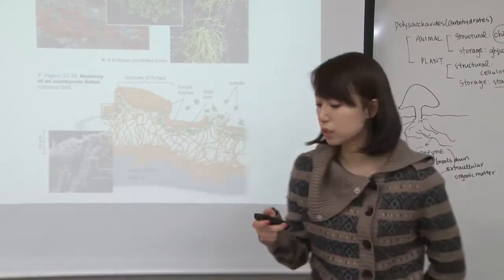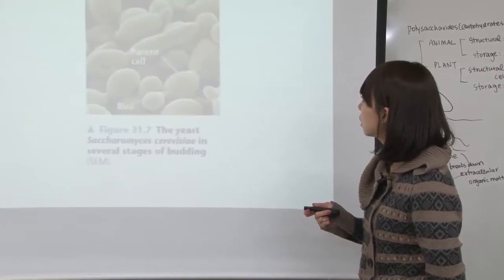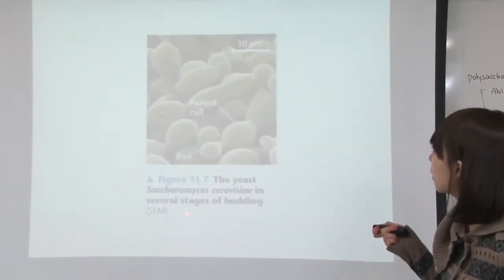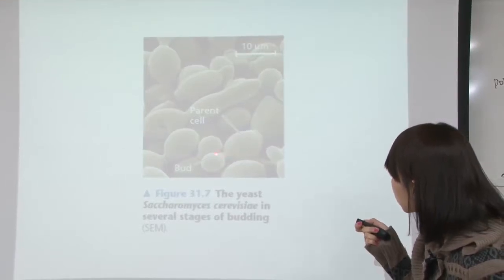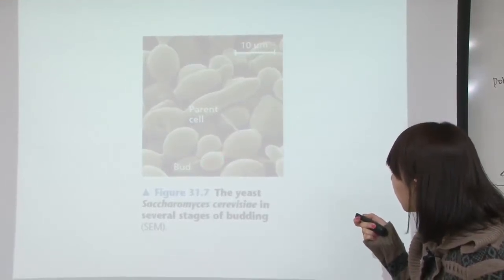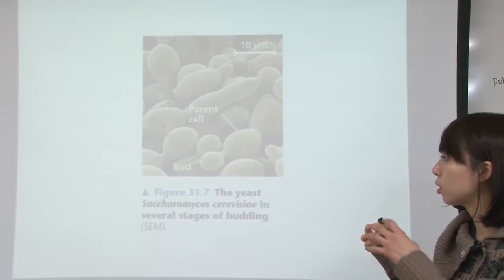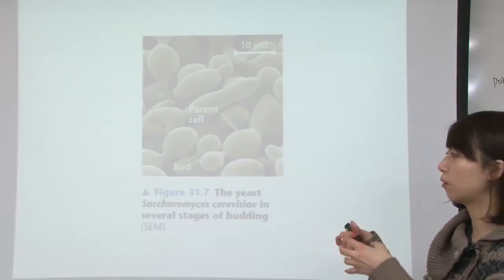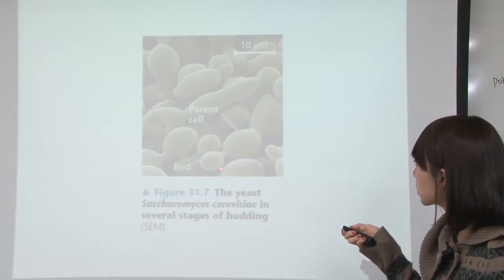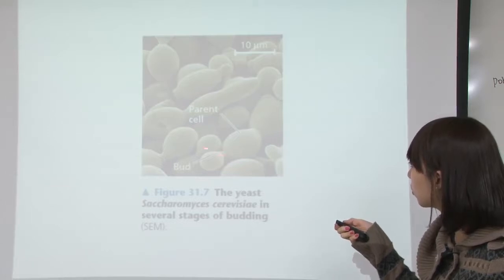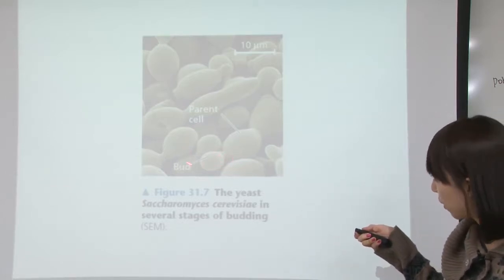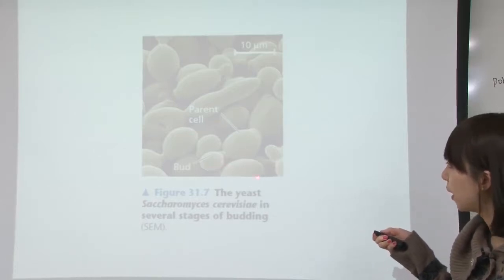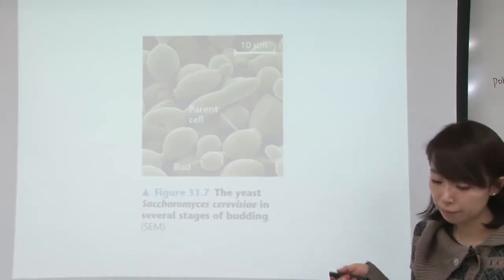So in the case of yeast, when you look at this yeast, remember this is a parent cell. When you closely look at this picture, out of the parent cell there's another bubble coming out, budding out. As a result, they bud out to become a daughter cell like this. So this is one way to reproduce for the fungi, and this is called budding.